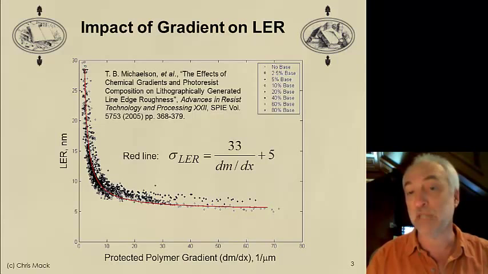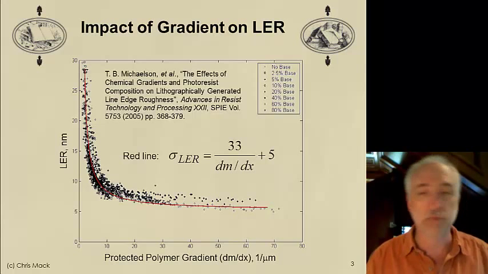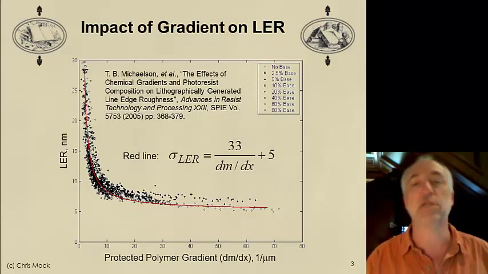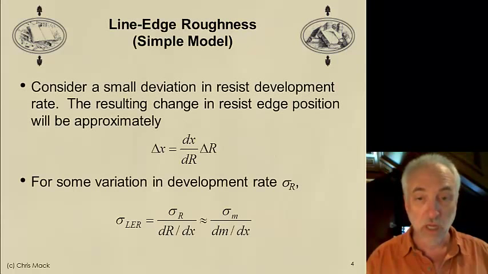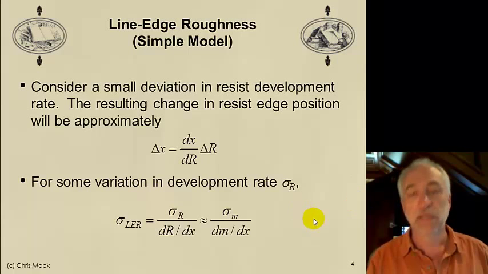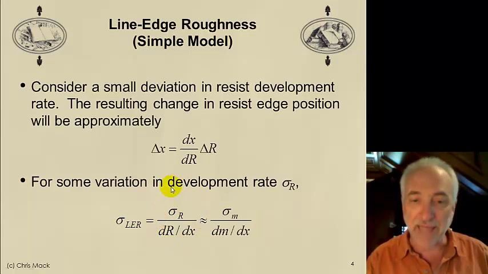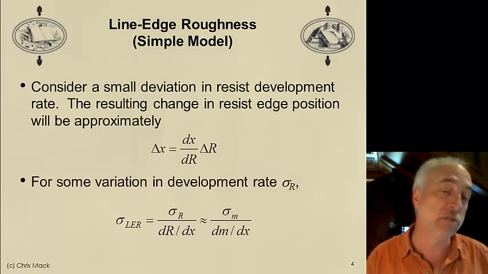All right? So this 33 numerical value from this curve fitting is in fact sigma m, a standard deviation in the number of protected groups, the relative concentration rather of the protecting group. So we can see where this form comes from. Now, we could add some uncertainties inherent to the development process to this, but as I said, we don't quite understand them well enough to do that yet.